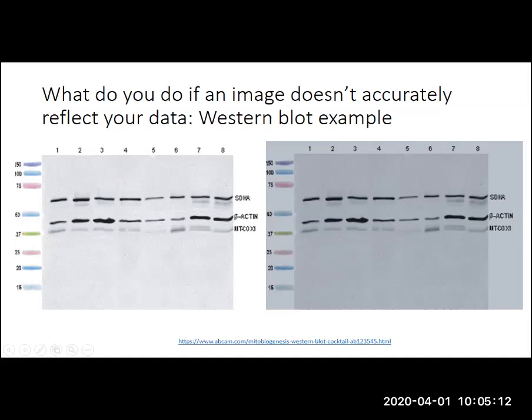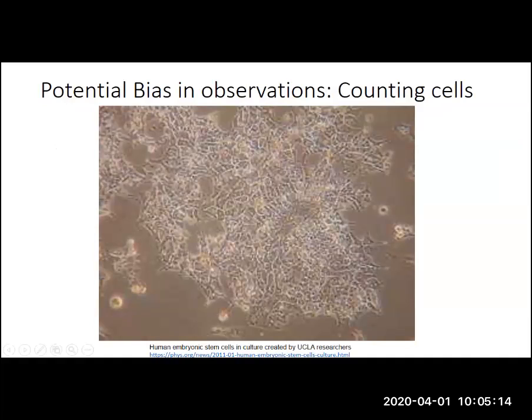Okay, in the next example, we're going to say that what we want to do is go through and count cells. So we've got a picture here of human embryonic stem cells in culture from UCLA, again, stolen blatantly from a website. We've treated them in some way, and what we're interested in is counting the cells and trying to get an idea about how many cells are growing under this condition. And we're going to compare it to cells growing under another condition.